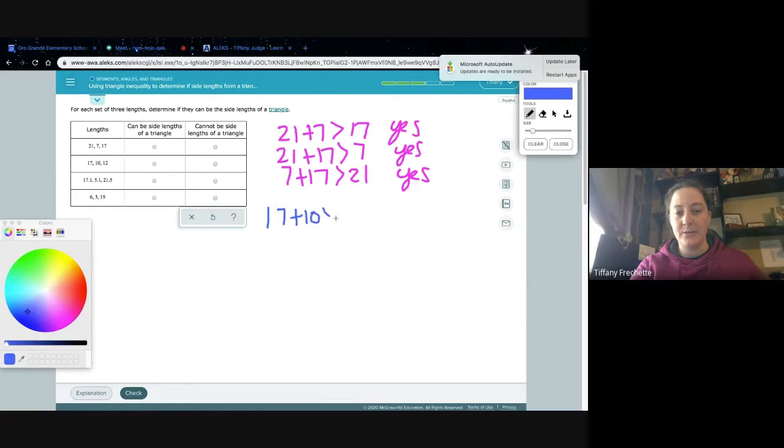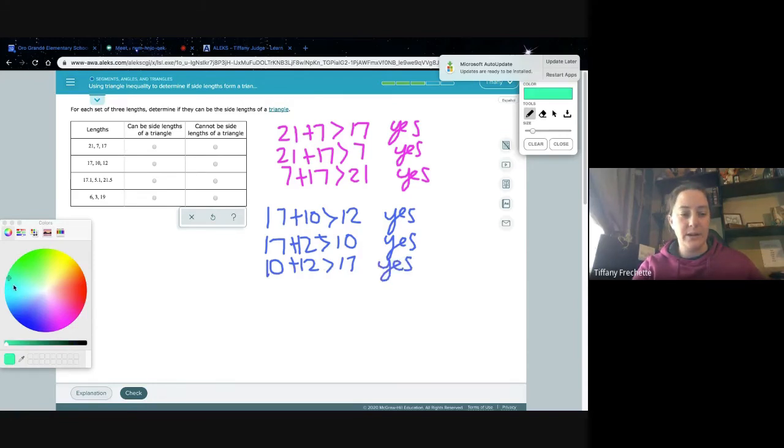17 plus 10 is greater than 12. 17 is greater than 12, so no matter what I add to it, it's going to be greater. And then I have 17 plus 2 is greater than 10. Well, 17 is greater than 10, so if I add 2 to it, it's going to be greater. So yes. And then I have, oh, that's supposed to be 12, sorry. They're both greater than 10, so it still doesn't change my answer there. And then I have 10 plus 12 is greater than 17. So this one again, you may need to add just to make sure. You get 22. That is greater than 17, so I have another yes.